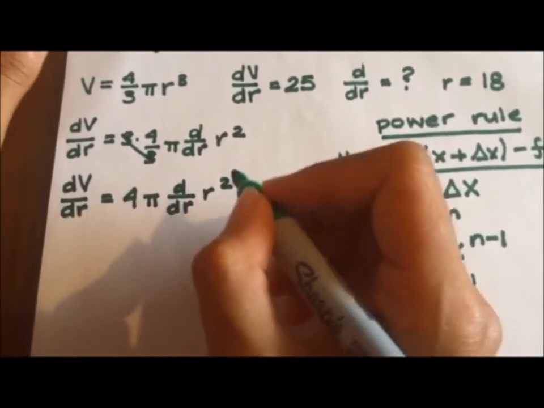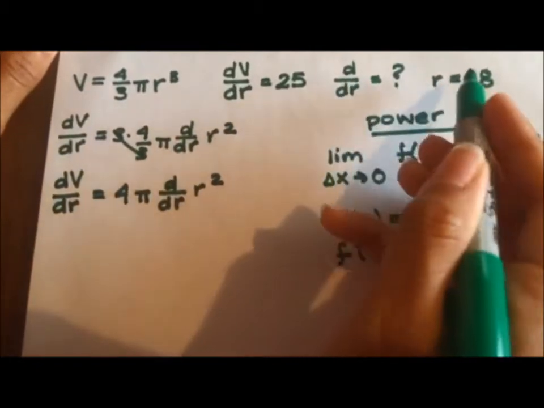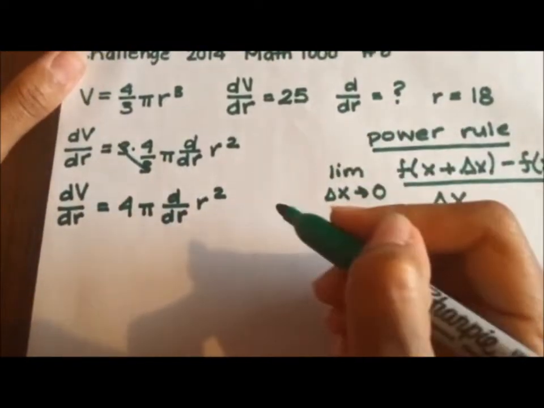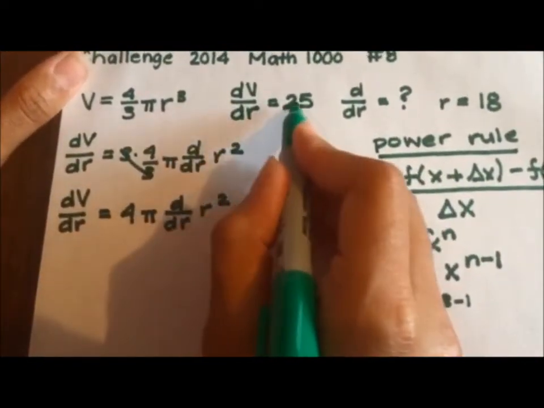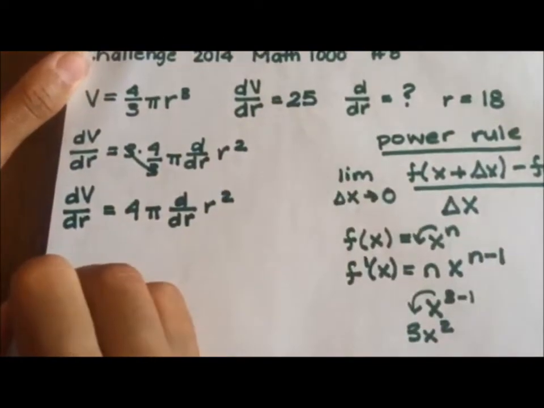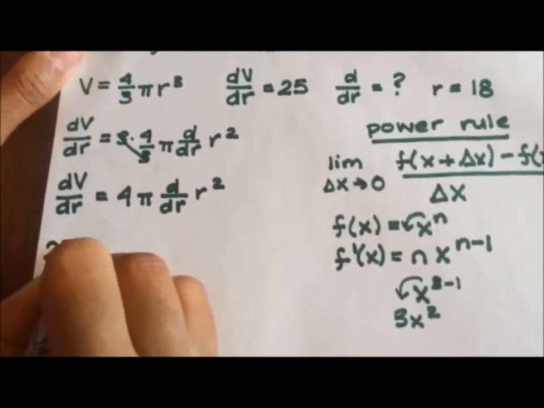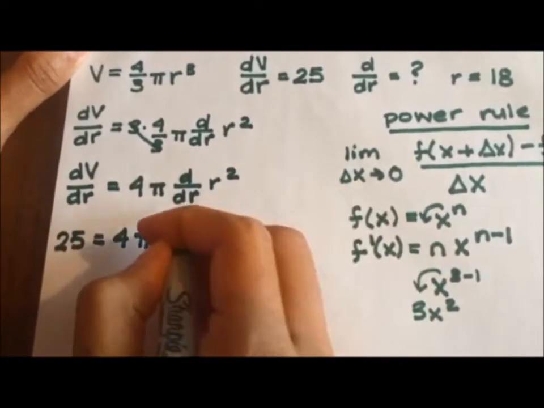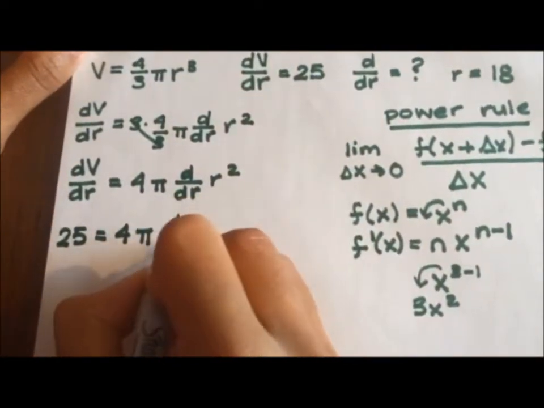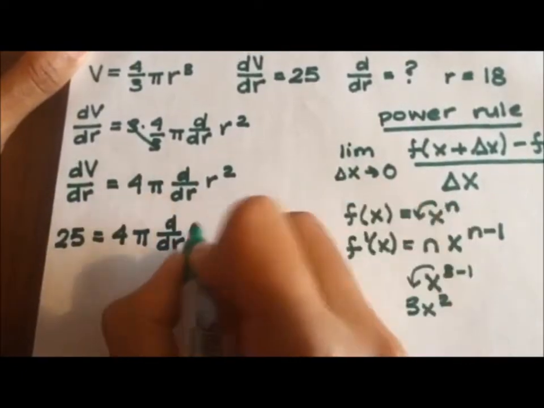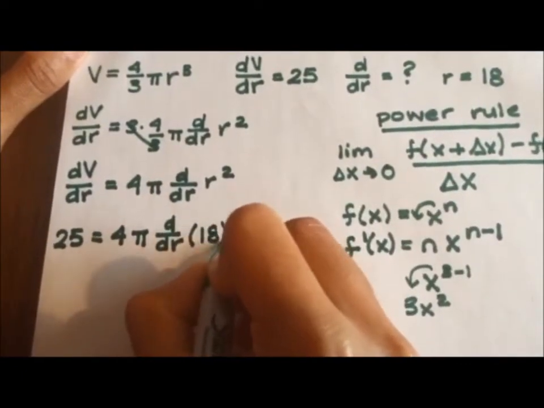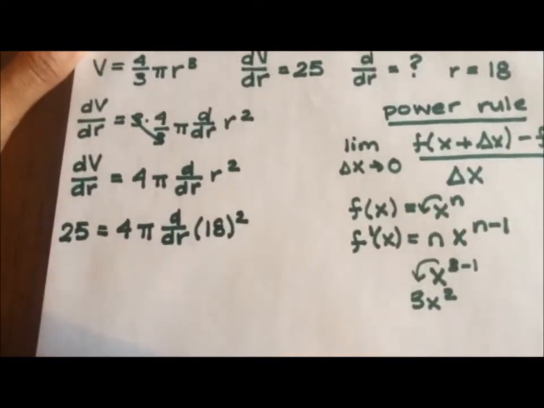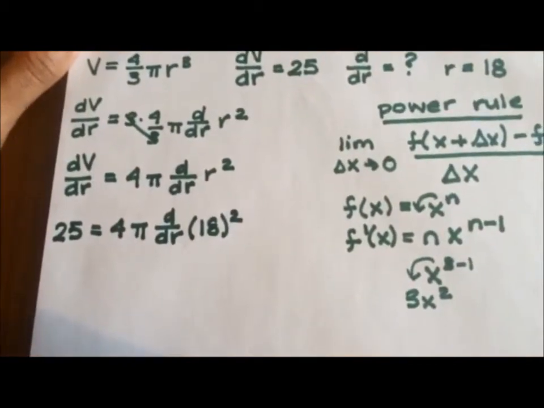And now, since we wrote out what everything was from the beginning, we can start plugging in. So dV/dt, they said it was 25. So we're going to put 25 is equal to 4 pi, we're still looking for dr/dt, and then r is 18 squared. So now we're going to solve for dr/dt, which is just going to be simple algebra.